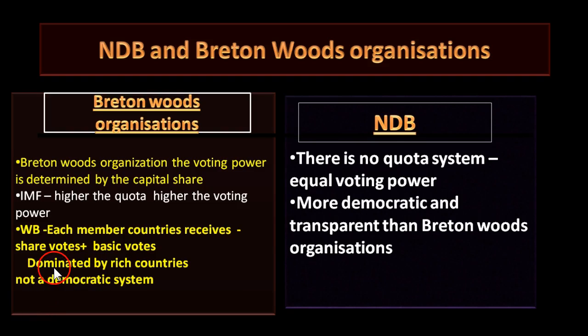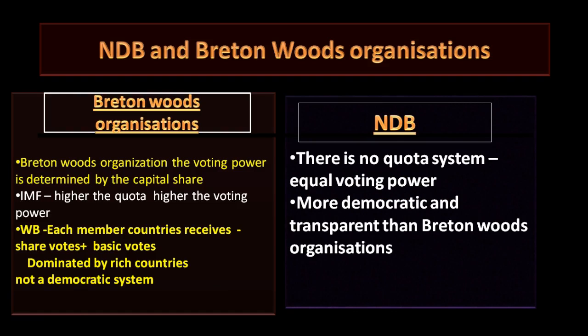And these organizations are dominated by rich countries. These are not a democratic system. The managing director of the IMF is always a European and the president of the World Bank is always a US citizen. The New Development Bank is more democratic and transparent than the Bretton Woods organizations. There is no quota system and equal voting power is ensured for its members.